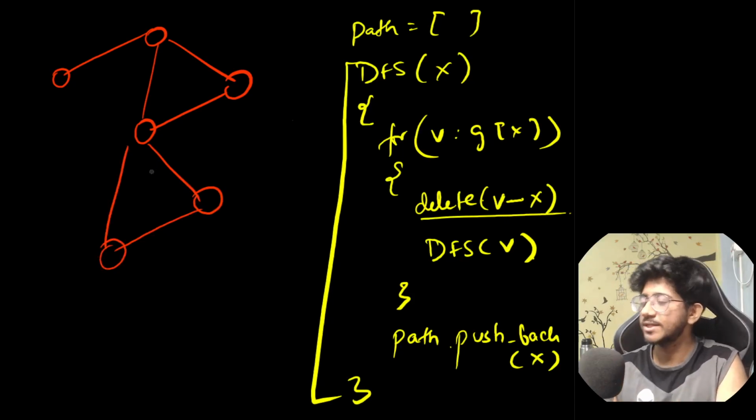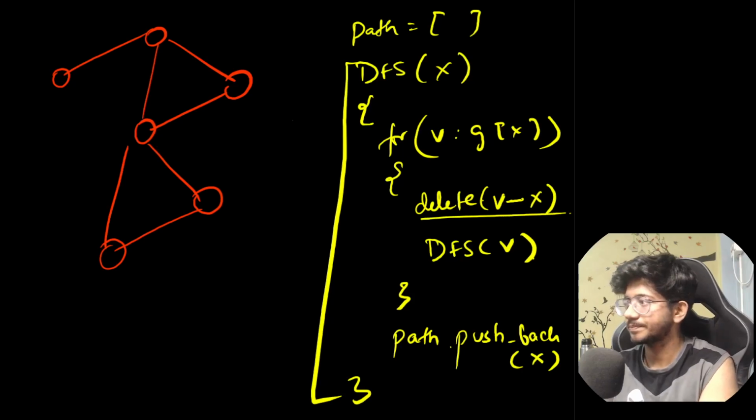Okay, so let's see. Let's take this one. So we have this path array over here, right? We don't want to start over here. So we start from this node. This is one of the odd nodes. The other odd node is over here. Rest everything is even. So we will go over this place in DFS, and then we will burn this off.